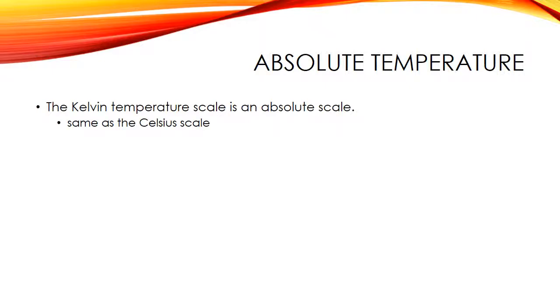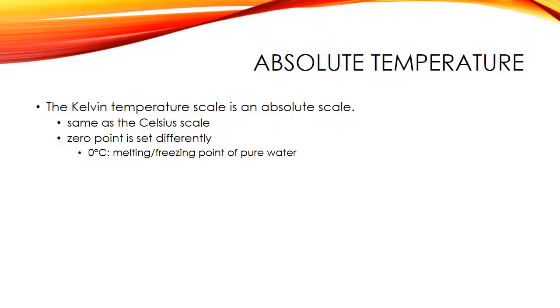The thing about the Kelvin scale is its size, in other words, going up by 1 Kelvin is the same as going up by 1 degree Celsius. So the scaling is the same. The only difference is where the 0 point is set. For the Celsius scale, we're familiar with the fact that the 0 point is set at the melting or freezing point of pure water. That's how it was defined. 0 degrees Celsius was defined as the temperature at which pure water would melt or freeze.